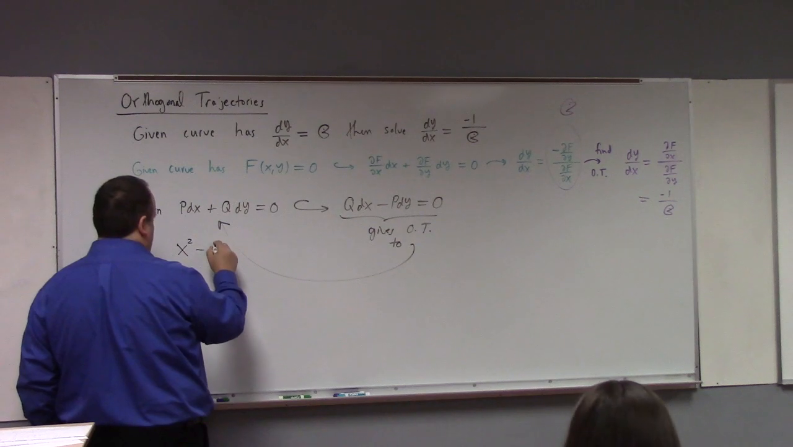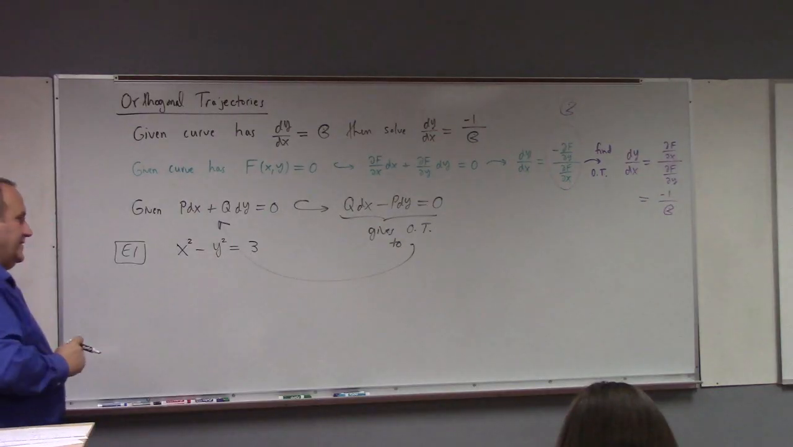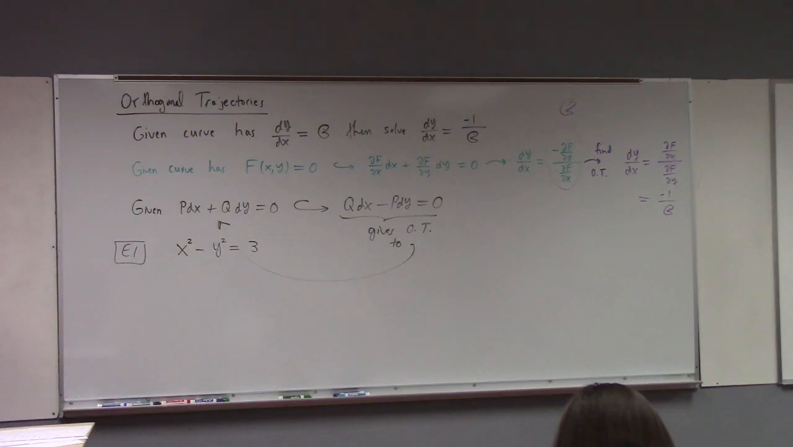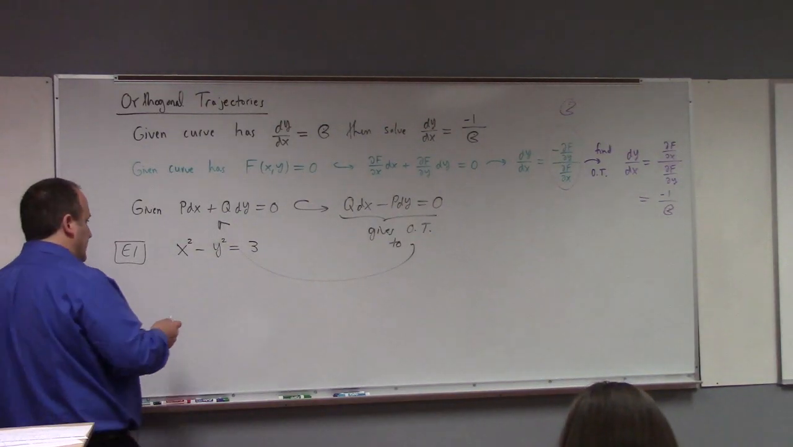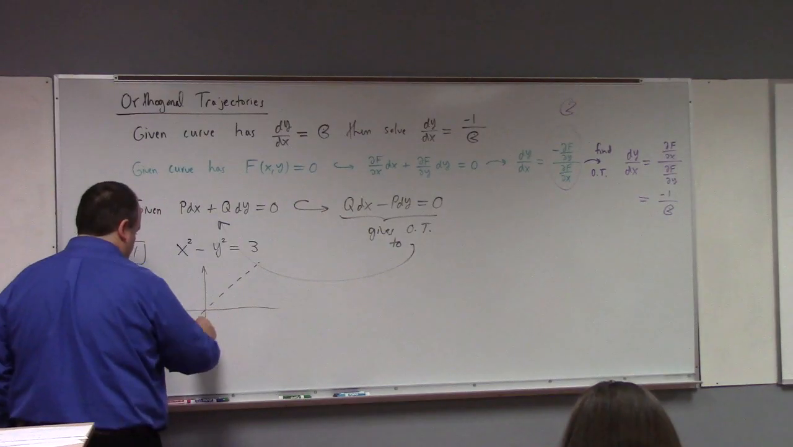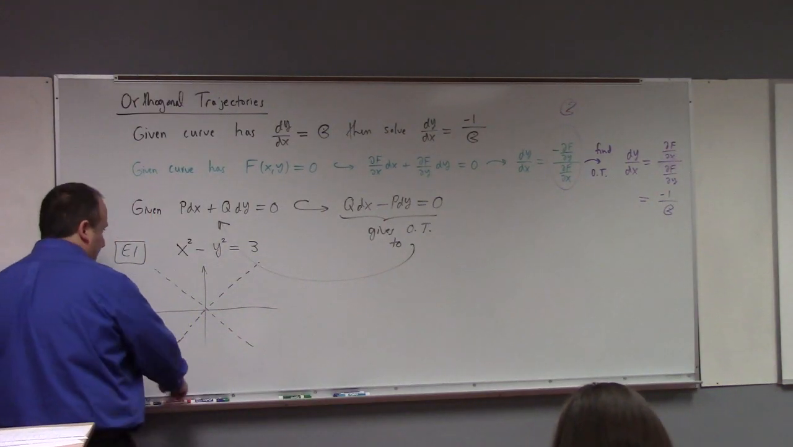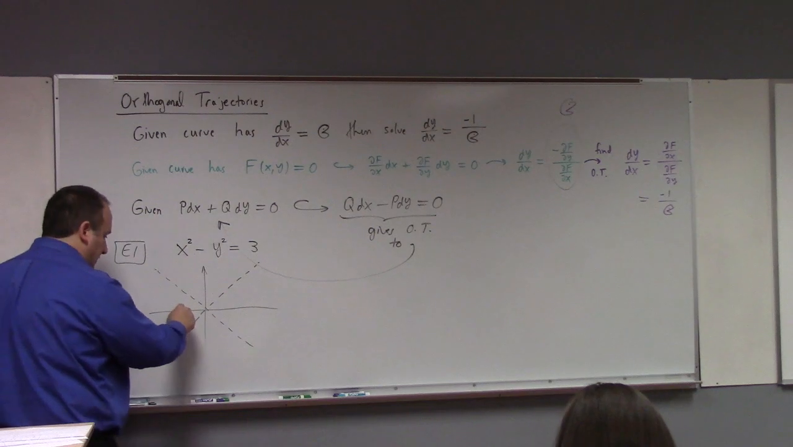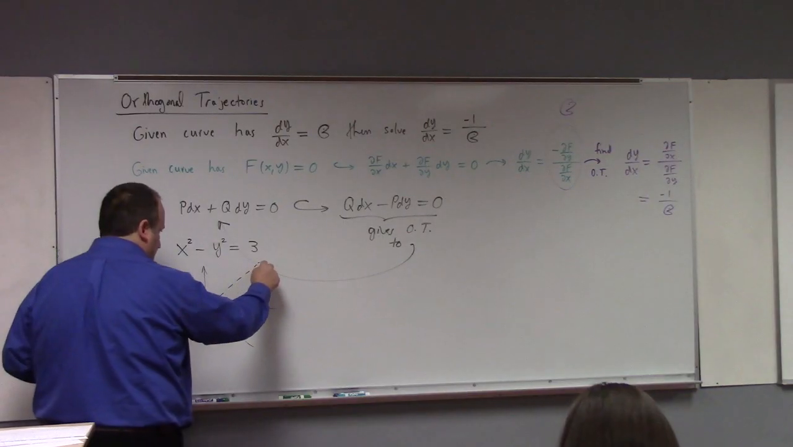Let's see here. Suppose we're looking at x squared minus y squared equals 3, right? That is a particular hyperbola. The asymptotes are y equals plus or minus x. It opens horizontally. It's got vertices: if you plug in y equal to 0, you get x is plus or minus root 3. So there you go, that's the graph. Something like that, okay?